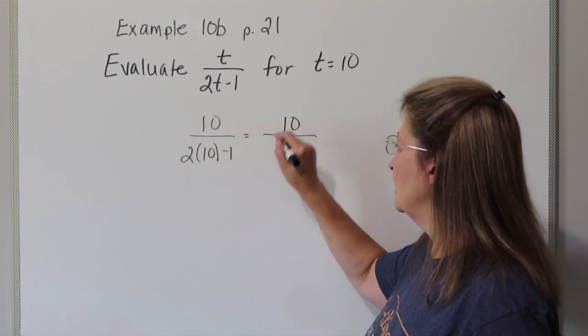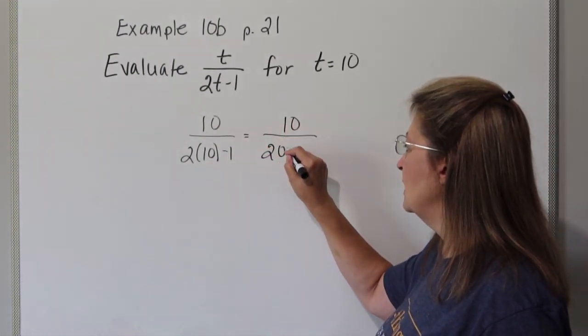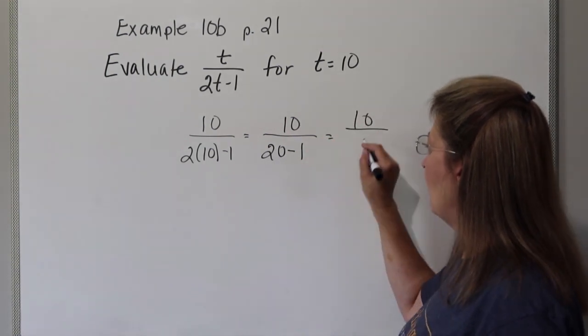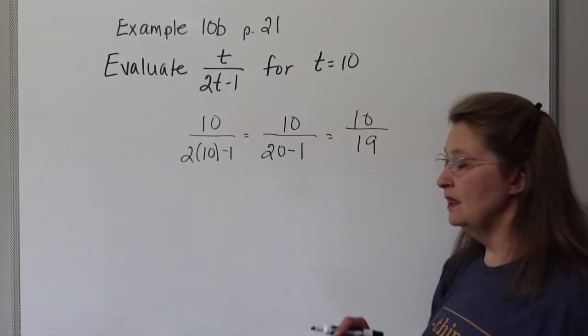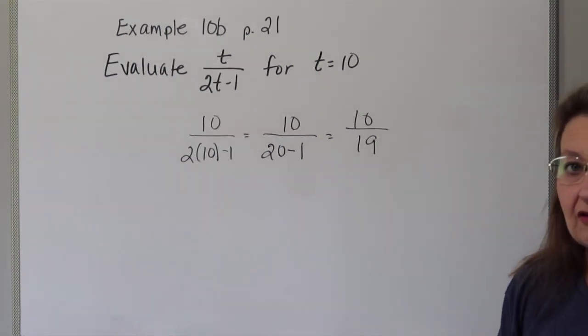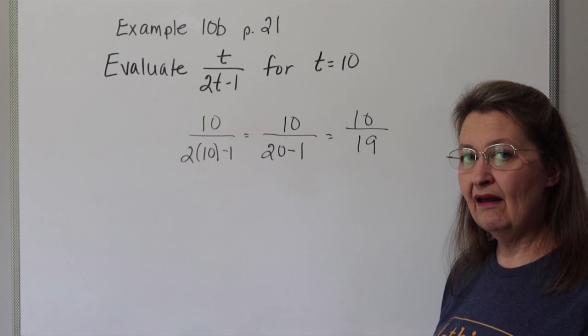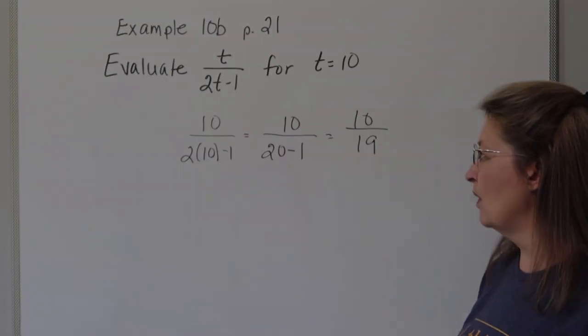I'm going to put 10 up here. 2 times 10 is 20 minus 1. And then nothing changes on the top. 19. Now, if I could reduce that down, I would. If there was a number that would go into 10 and into 19, but 19 is prime.